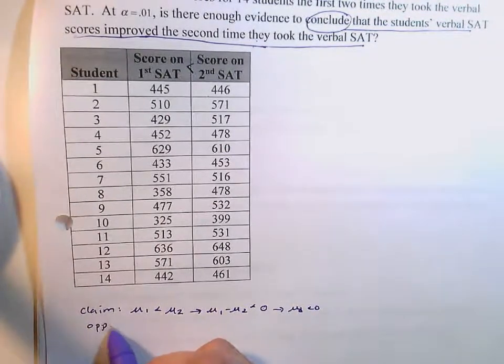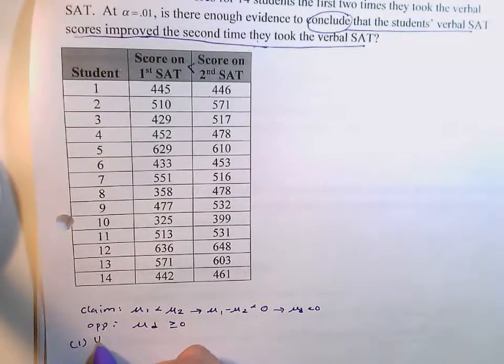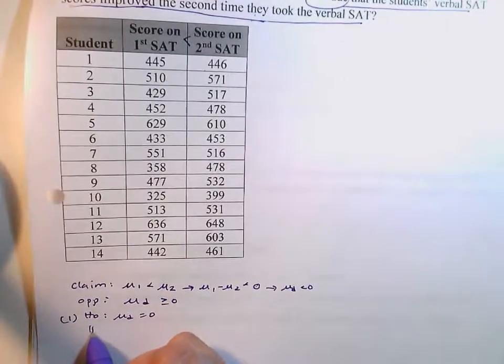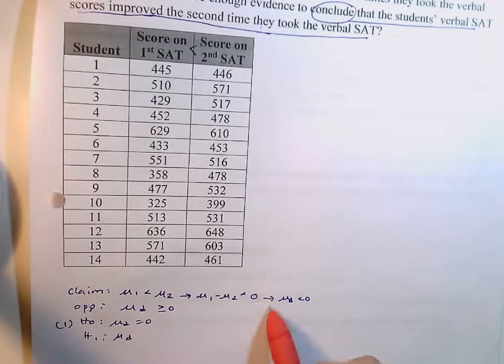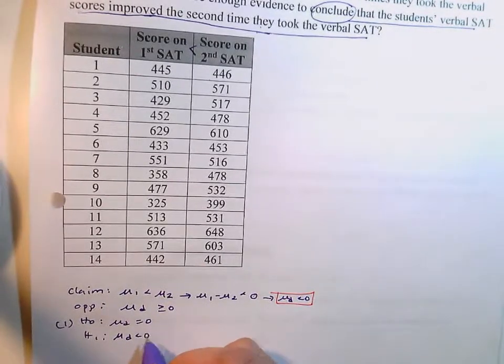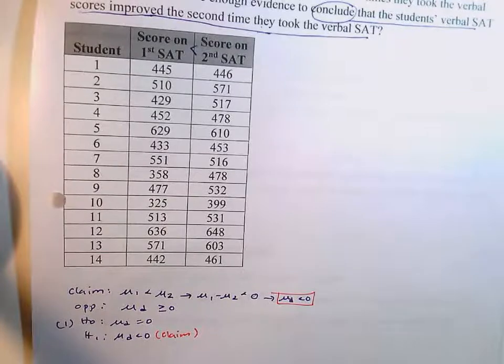So the opposite of this claim is that mu d is bigger than or equal to 0. That means null hypothesis is mu d is equal to 0. Alternative hypothesis, mu d, you copy the statement that does not have an equal, so the first one, mu d is less than 0. And the claim in this case was a less than 0. That means that the claim is in the alternative hypothesis.